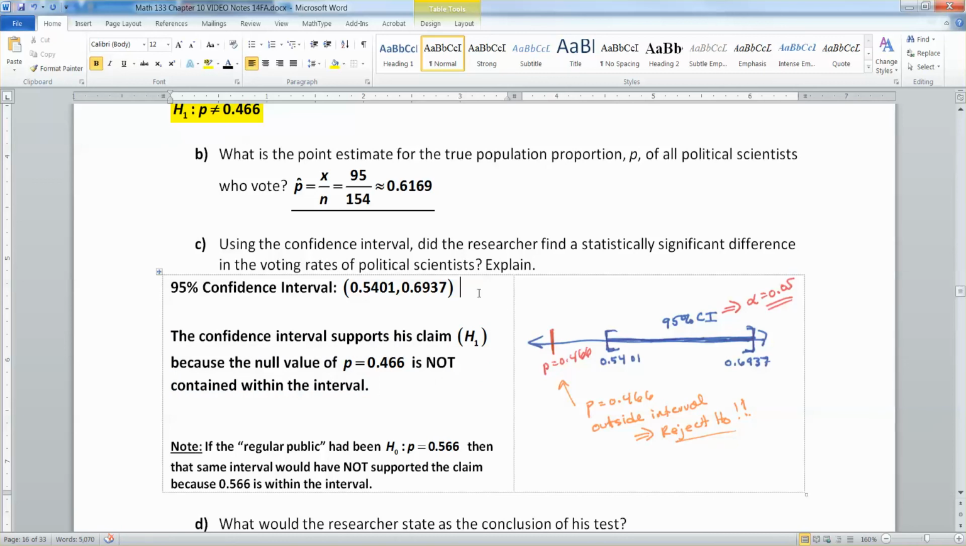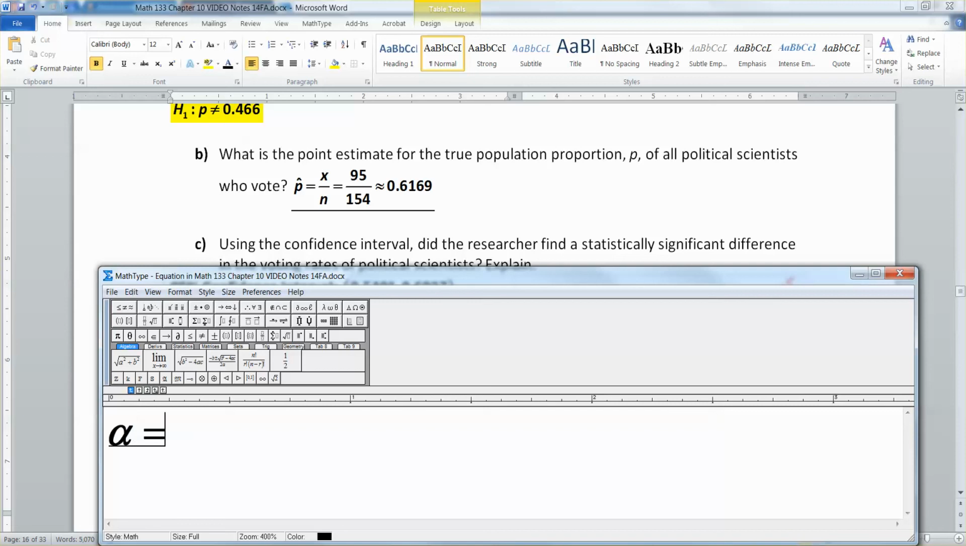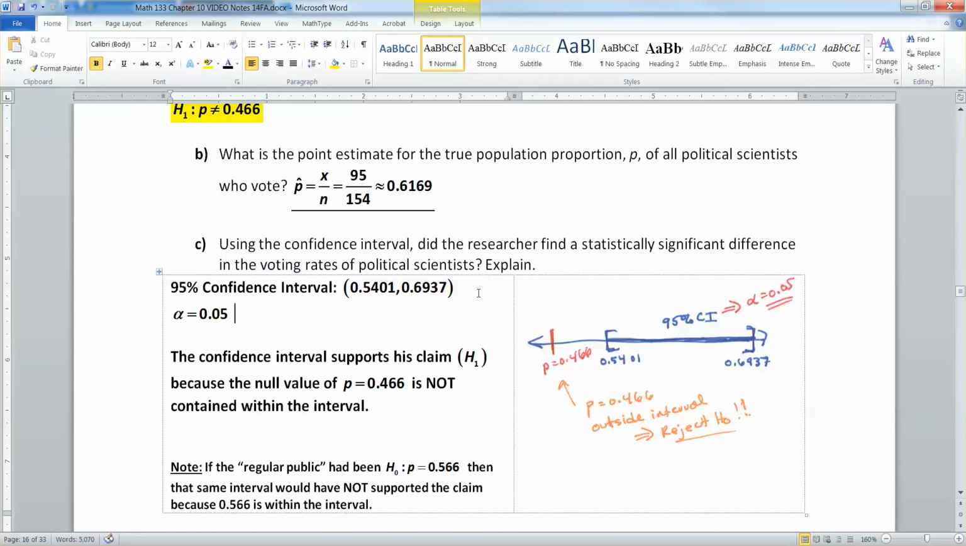And just on a side note, by the way, since this is 95% confidence level, that means that alpha is 0.05. Just on a side note.